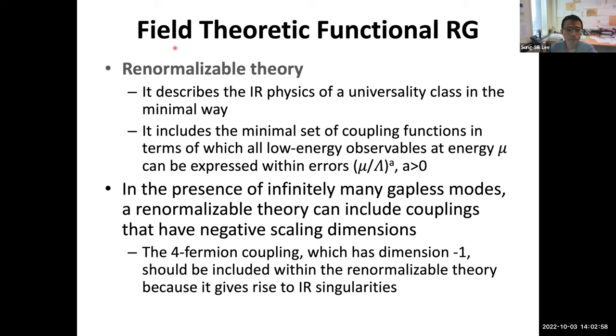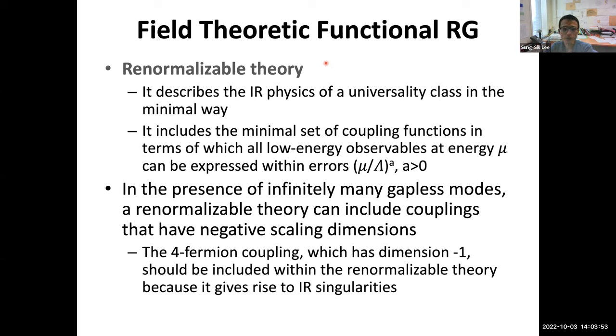So we call it a field-theoretic functional RG. The main object of this field theoretic functional RG is a renormalizable field theory. In relativistic field theory, we are familiar with this notion of renormalizable field theory. It describes the same IR physics within a universality class, in a minimal way, right? So we have a notion of universality class, and the theories that differ from each other by irrelevant couplings flow to the same IR fixed point. And among all these theories, there's a simplest theory that captures the same IR physics. So that is the usual renormalizable theory.